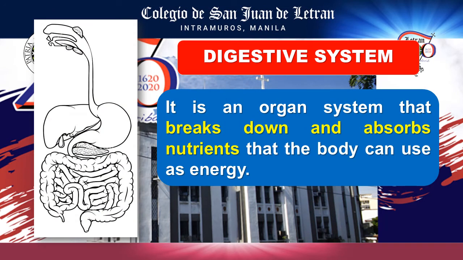Next, let's talk about digestive system. The digestive system consists of several main organs including mouth, esophagus, stomach, small intestine, and large intestine that form a long tube called the gastrointestinal tract. Food moves through this tract where it is digested. Its nutrients are then absorbed and its waste products are excreted. The digestive system also includes accessory organs such as the pancreas and liver that produce enzymes and other substances needed for digestion, but through which food does not actually pass. This organ system breaks down and absorbs nutrients that the body can use as energy.